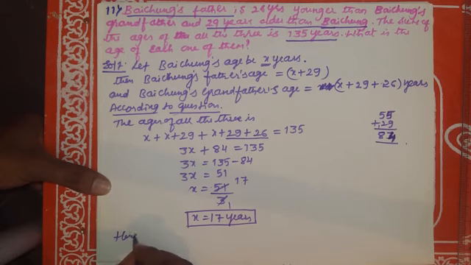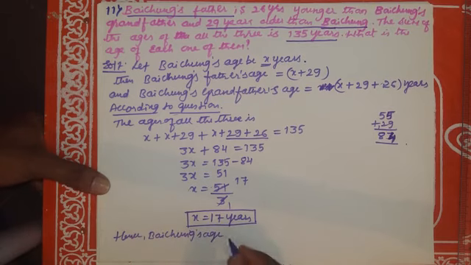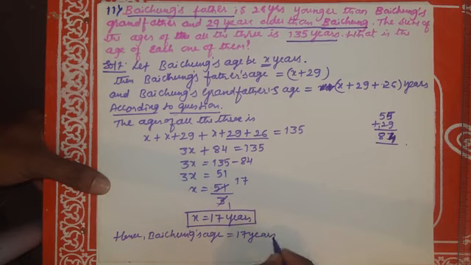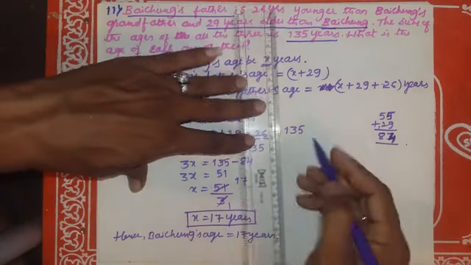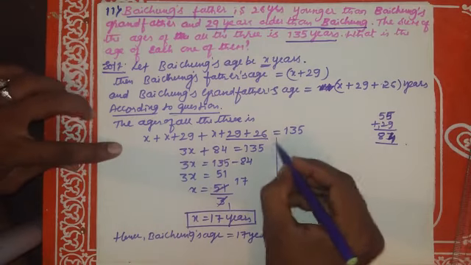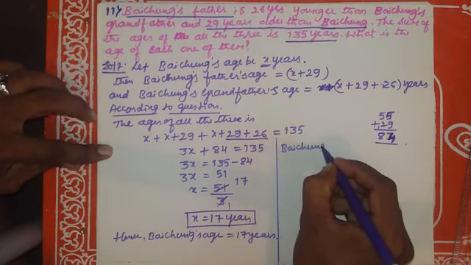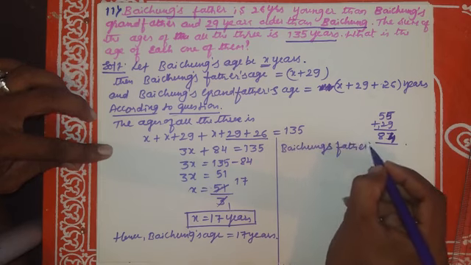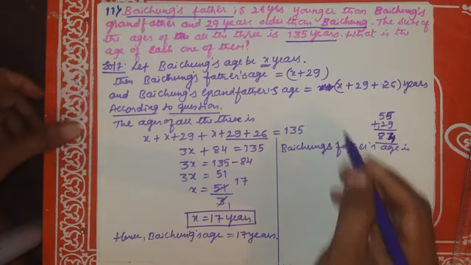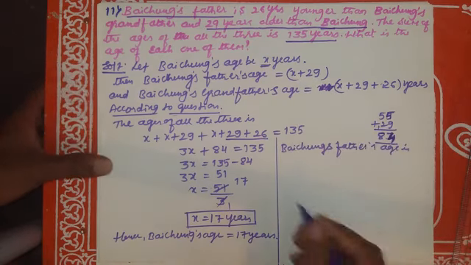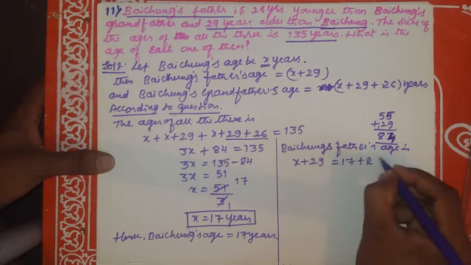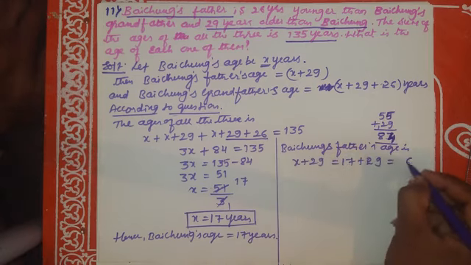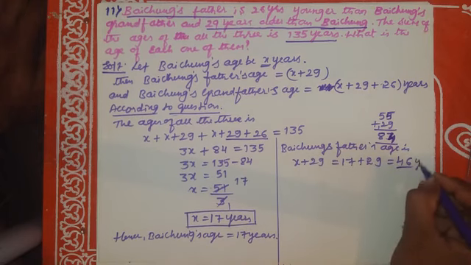Hence, Baichung's age is 17 years. Next, Baichung's father's age is x plus 29, right? x value is 17. 17 plus 29, which is equal to 46 years.